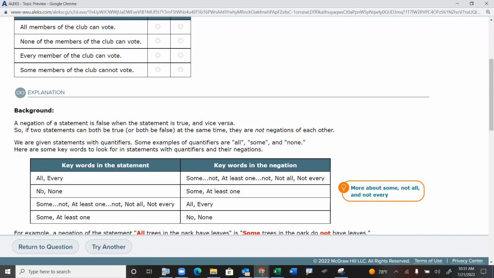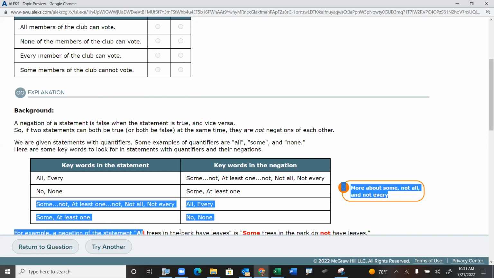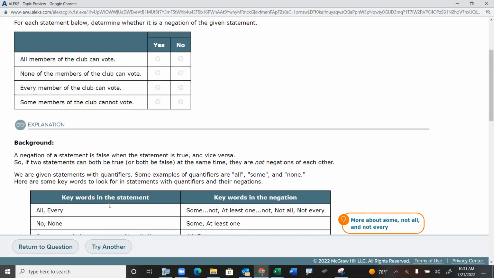Or if the original statement includes no or none, then the negation needs to include some or at least one. And you'll notice that this stuff down here is basically the same thing, just flipped around. So you don't really have to worry about that too much. Now, one thing to help you out: between an original statement and its negation, there's typically going to be just one negative word, like no or not or none.